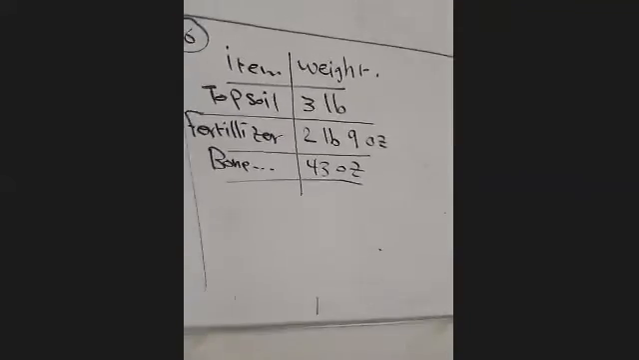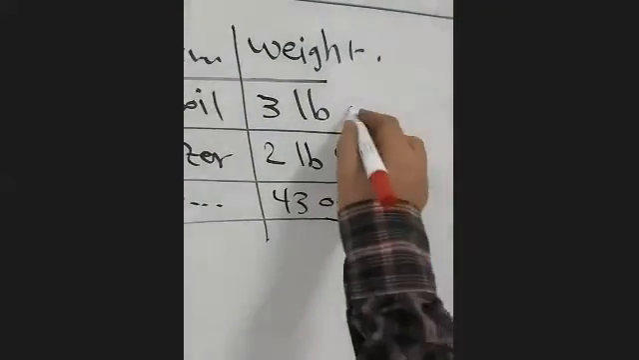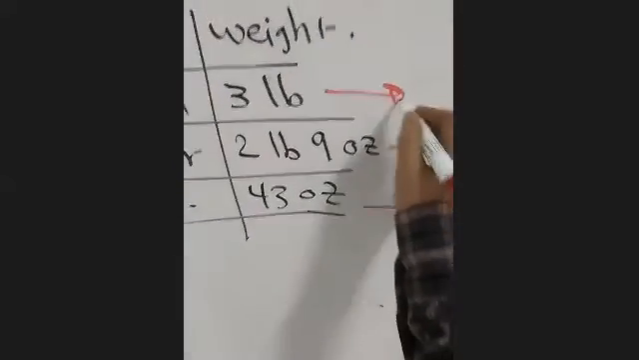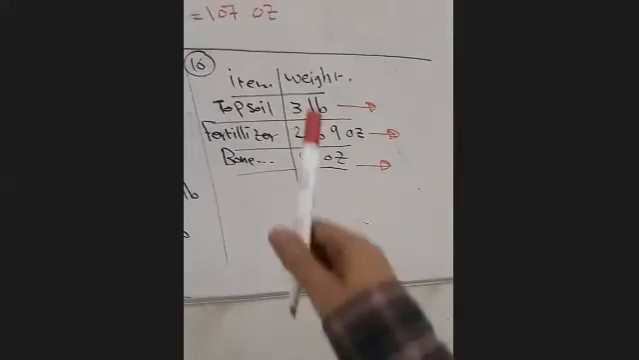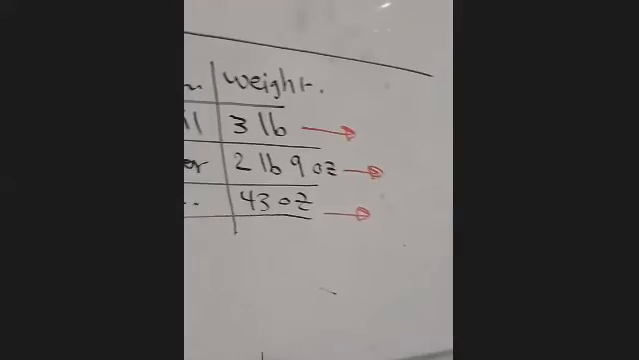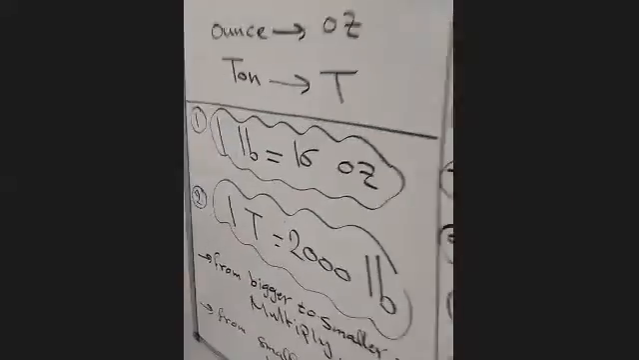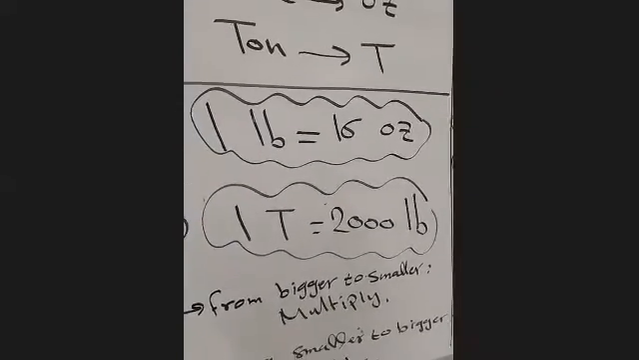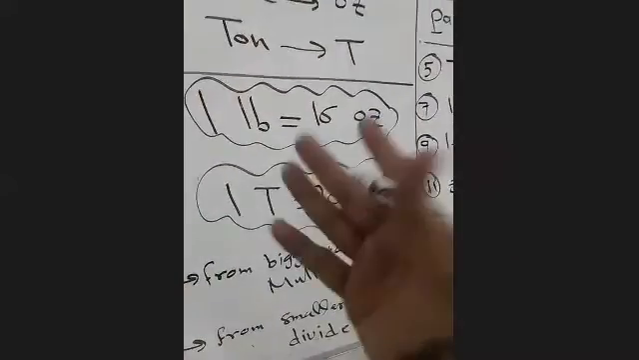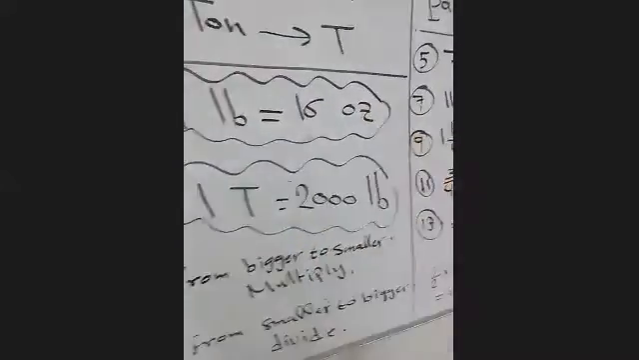Now, how do we order them? Can we order if we have different units? No, we cannot. So we need to make them all at the same unit. We have pound and ounce. What's easier for us to do, to turn the pound to ounce or the ounce to pound? Pound to ounce is easier because we are multiplying by 16.